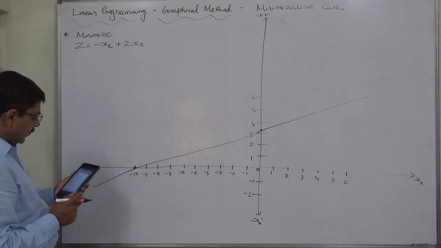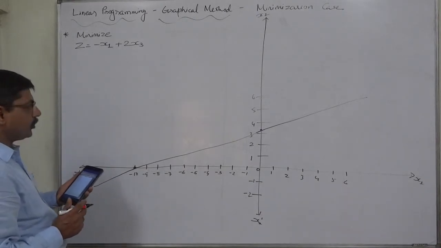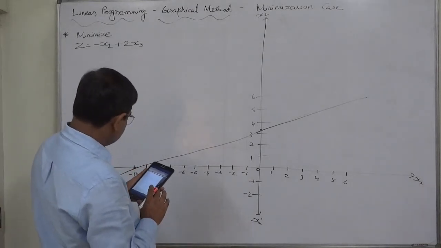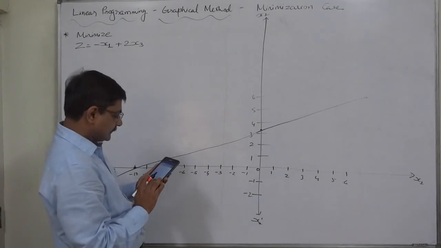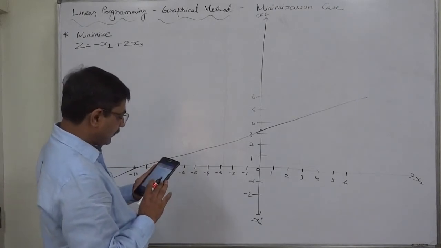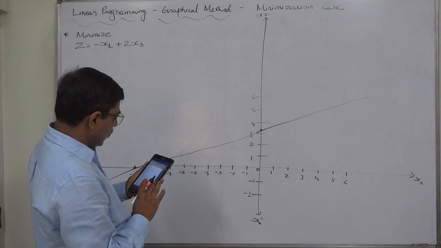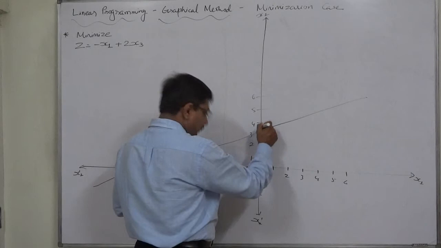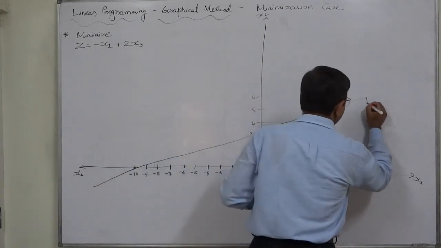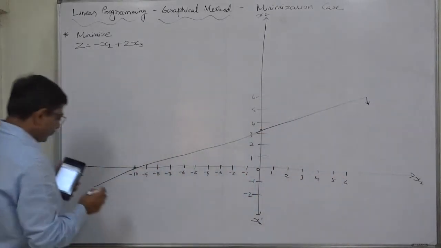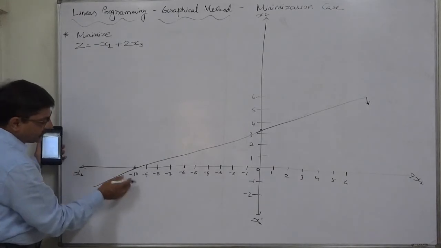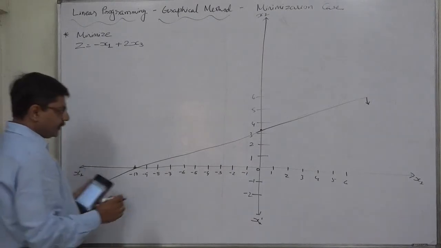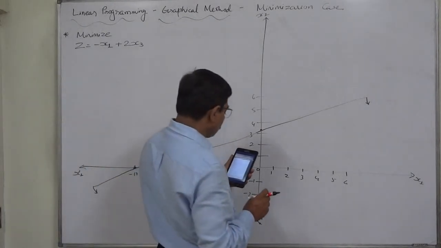Now what about the inequality part? x2 less than 3 and 1/3 means below the line. Similarly, x1 greater than -10 means the inner side. Then the second is x1 plus x2 equals 6.